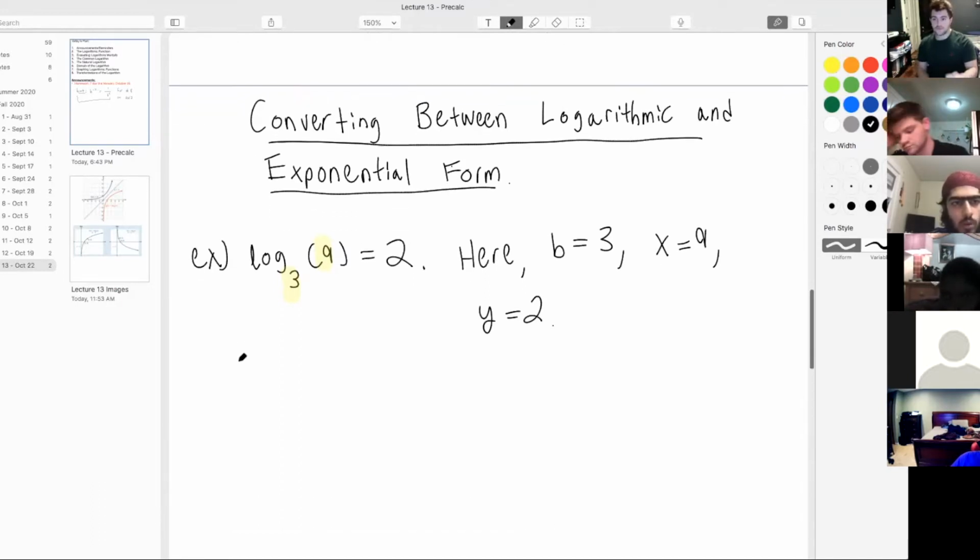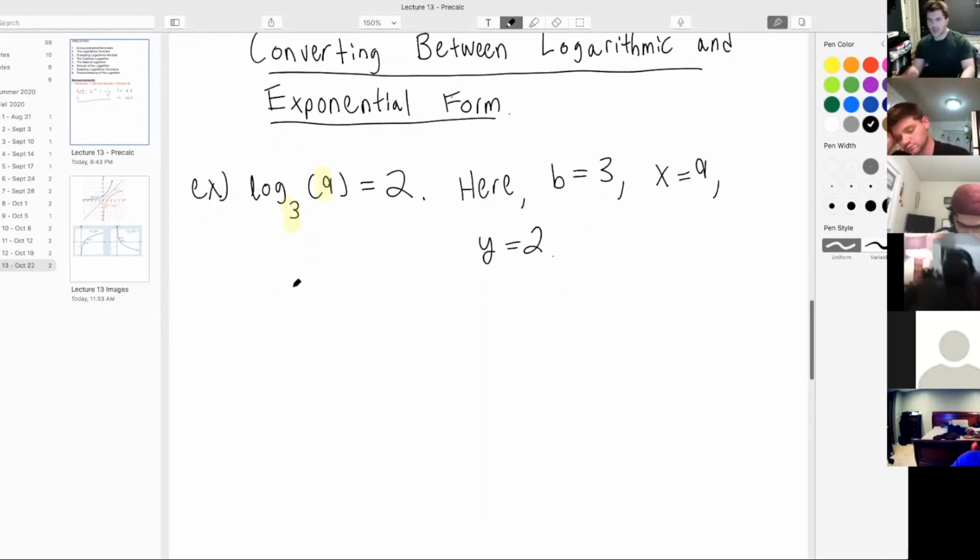Could y also be defined as f of x, although I don't want to confuse it that much? Yes, definitely. I just use y because if I wrote b raised to the f of x power, it just looks kind of strange. I want to think of y as a number right now and not a function, but yes. No worries. Yeah, just wanted to see.